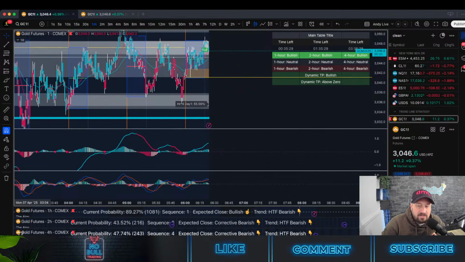The higher time frame is bearish on the algo, meaning that even though we are slightly bullish, long in the higher time frame we're bearish. So we can see not a strong price, right? More corrective, like this.